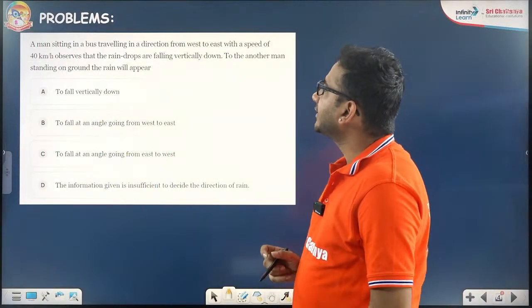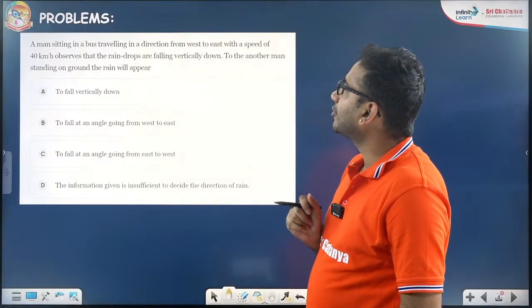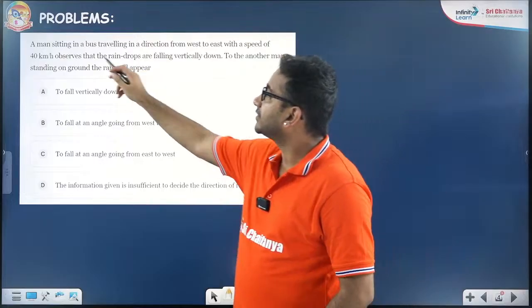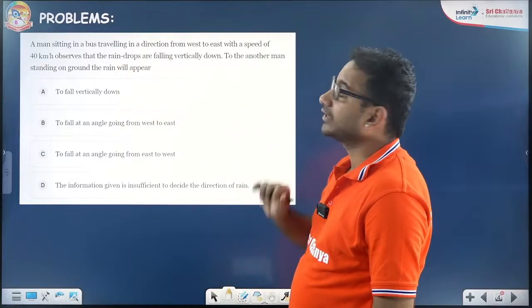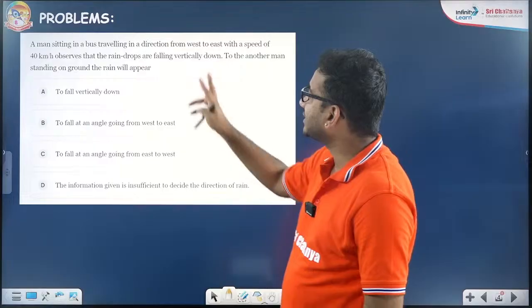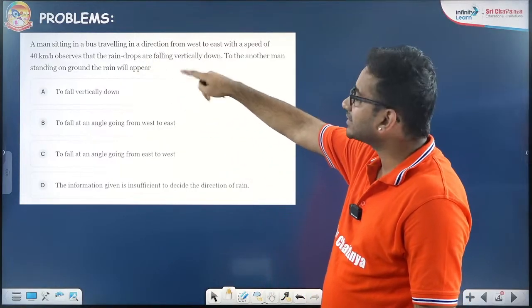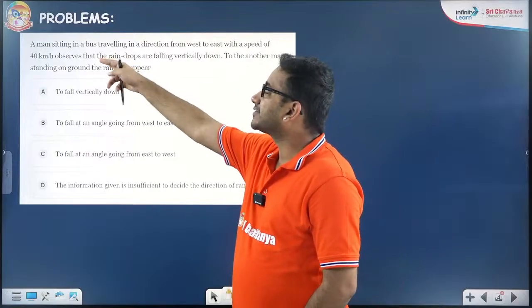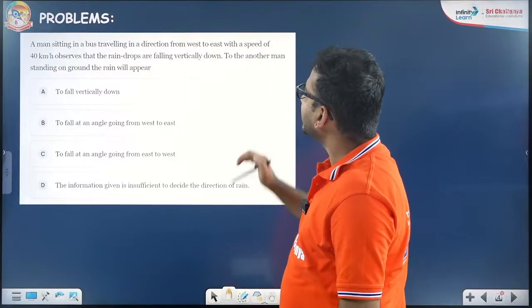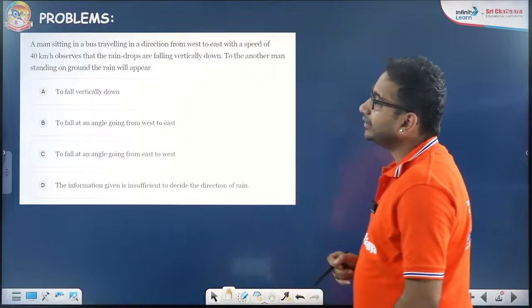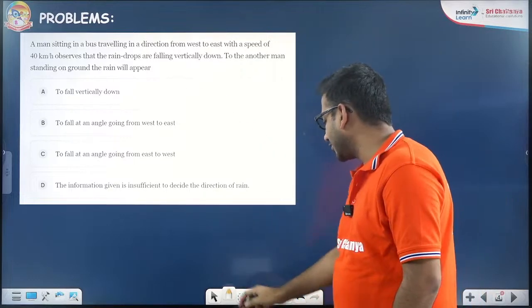A man sitting in a bus traveling from west to east with a speed of 40 km per hour observes that the raindrops are falling vertically down. "Observes" means that it is the relative velocity. The man himself is moving because he is sitting in a bus, and he observes, so it is a relative velocity. To another man standing on the ground, the rain will appear different.